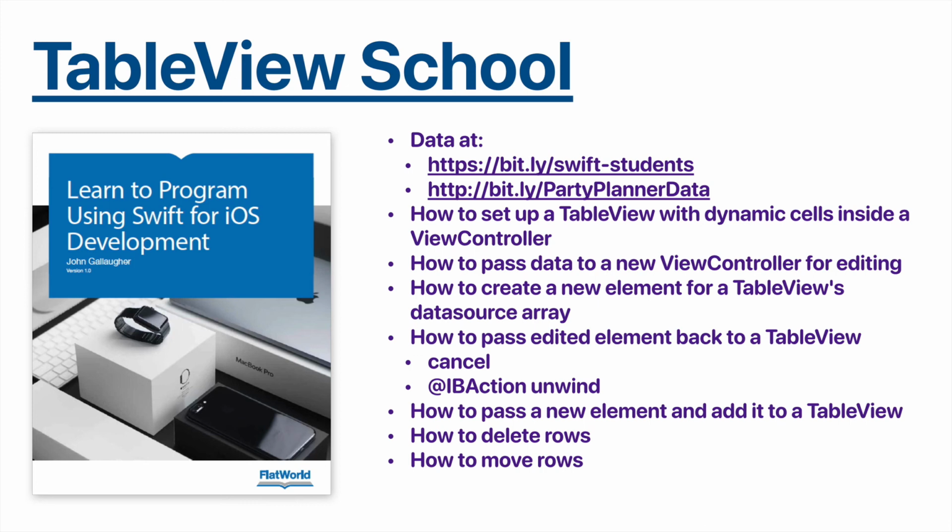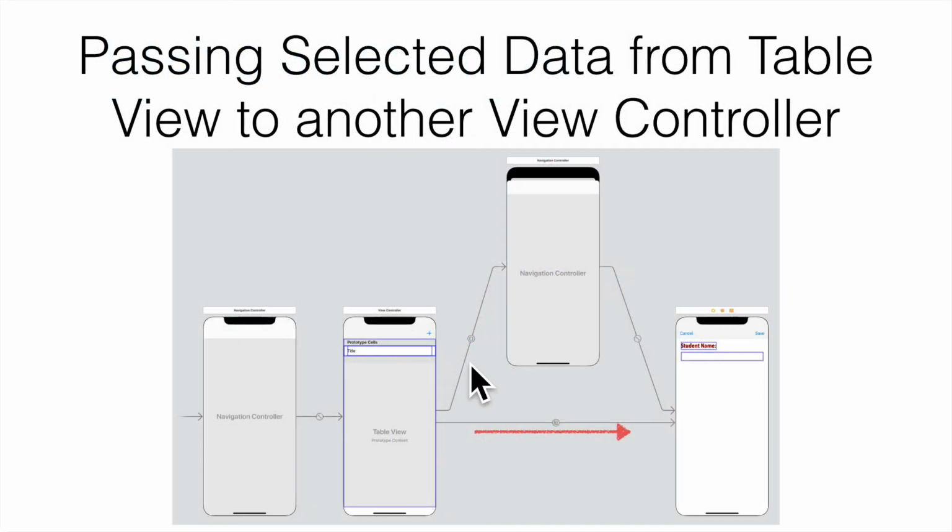Then when you click on save, we're going to segue back, perform an unwind, and either update the value that we clicked on or add a new value to the end of the table view. There'll be a challenge at the end where you can try it out using party planner data. Let's do it. Now up next, we're going to pass data over.